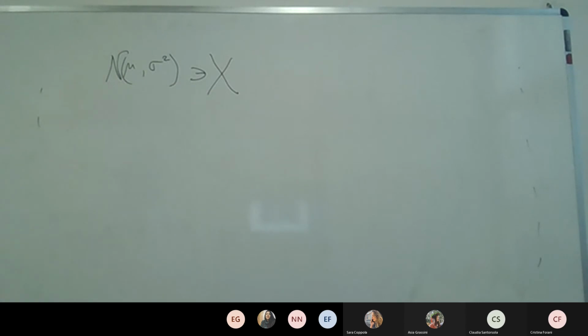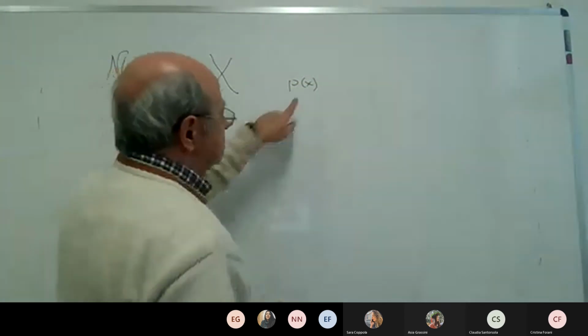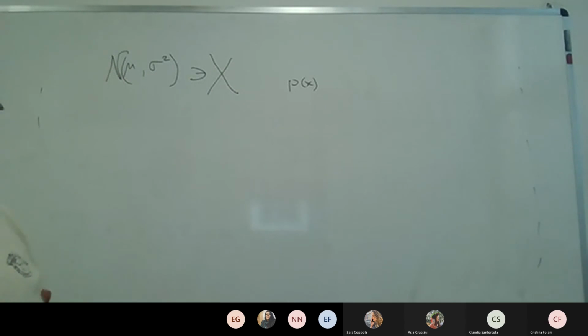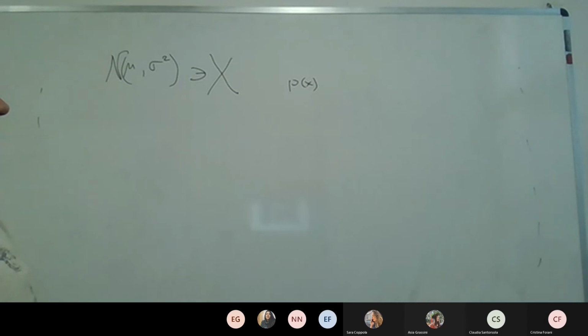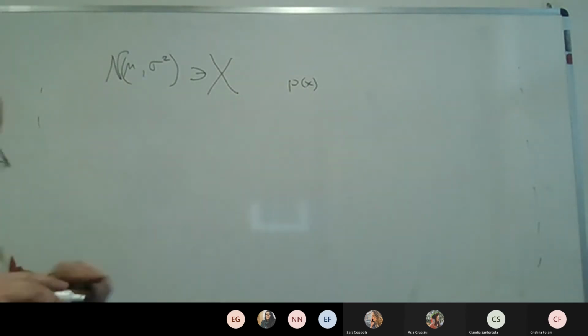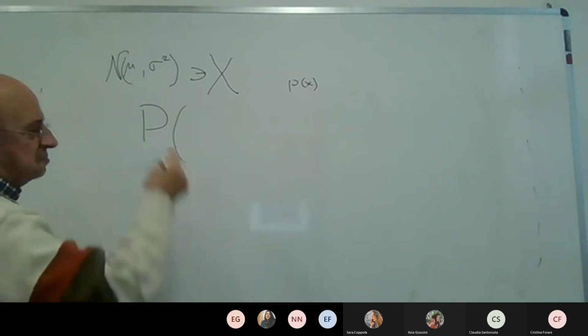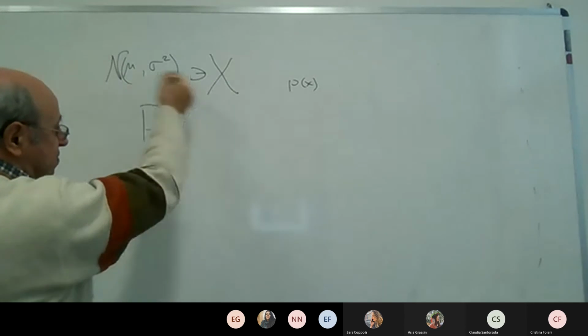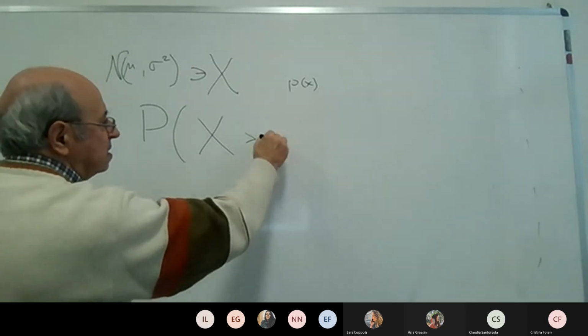Then we know what is the probability density p of x. It was defined before the break with this exponential in which we have these two parameters mu and sigma. Of course, this is big X, this is small x, which varies from minus infinity to plus infinity. So, for example, if somebody asks you, what is the probability that X is bigger than 10?